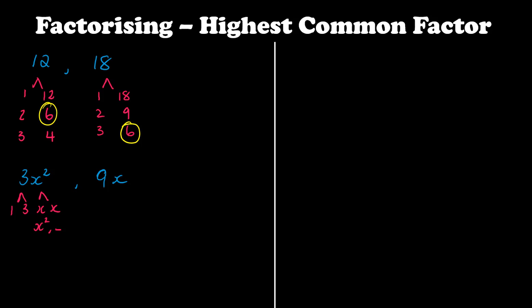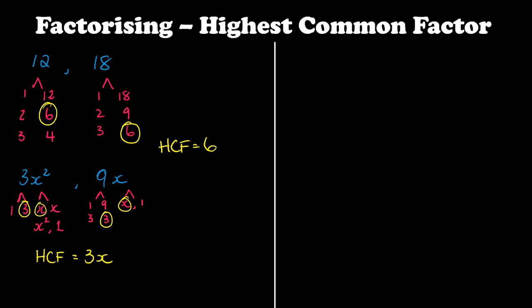That's a really terrible one. Let me redo that for you. Again, the same. 9 is 1 and 9, 3 and 3, and x is just x and 1. So in this case, my highest common factor is going to be 3 and x. I forgot to write this earlier: HCF equals 3x. HCF equals 6.